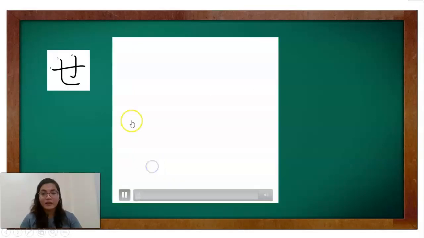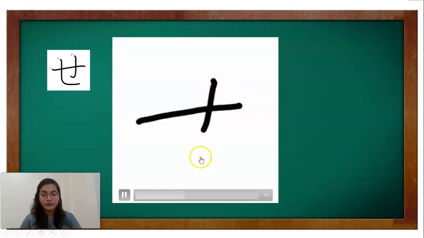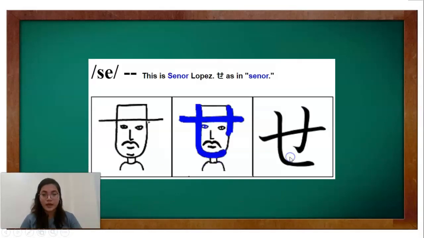se. Se has 3 strokes. 1, 2, and 3. Okay, let's try it again. 1, 2, and 3. Okay, and imagine this is Senor Lopez. Se as in Senor.